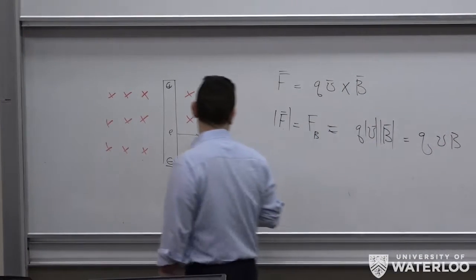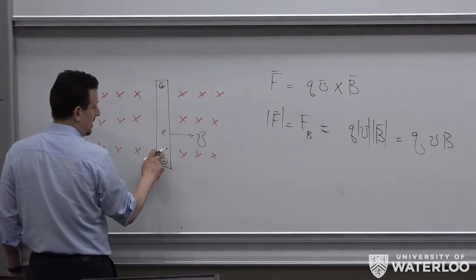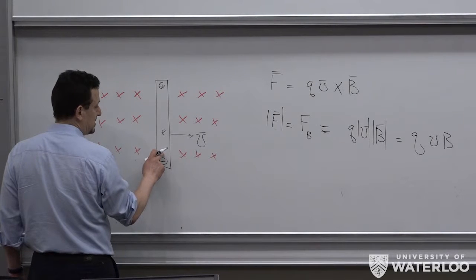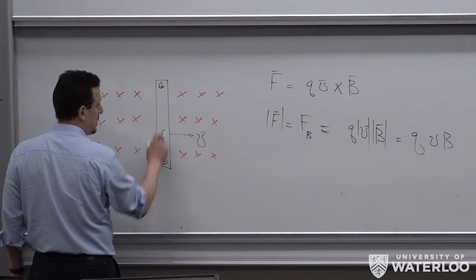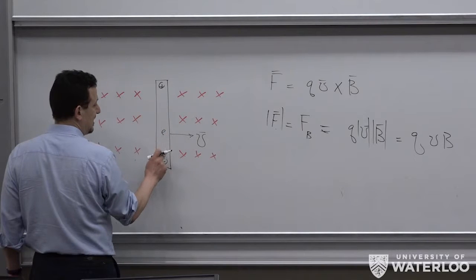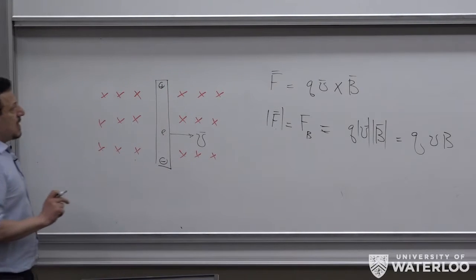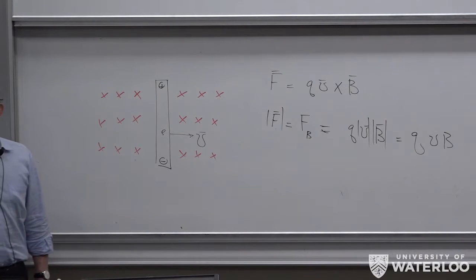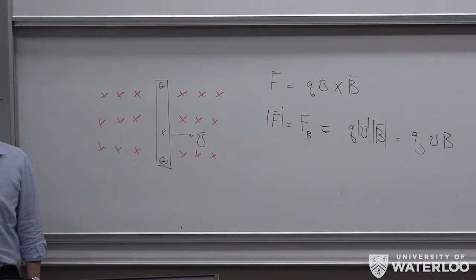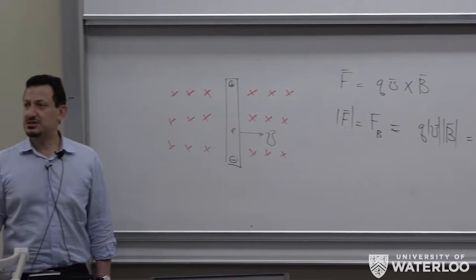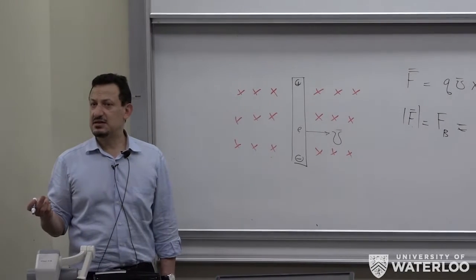Assuming these are magnitudes. So now I have the accumulation of negative charges here. What will happen once I have the negative charges here and the positive charges here? I created an electric field, right? An electric field is created.